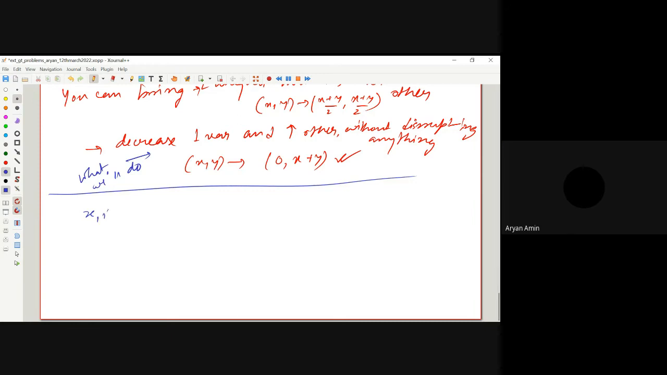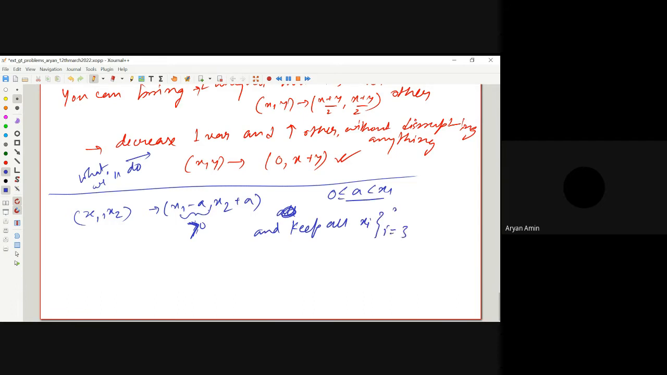So suppose we are moving from x1, x2 to x1 minus a, x2 plus a, where this thing is still positive, right? Not just non-negative, positive, because you need to keep them positive for the argument to work basically. So you're moving from this and keeping all xi, where i is 3 to n, constant.